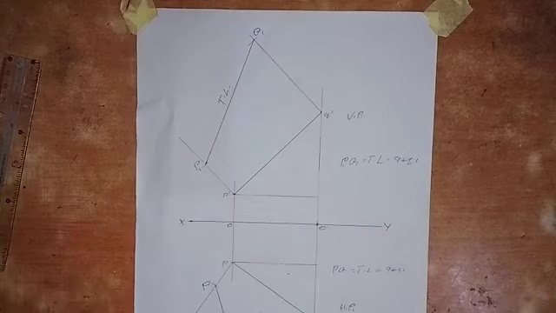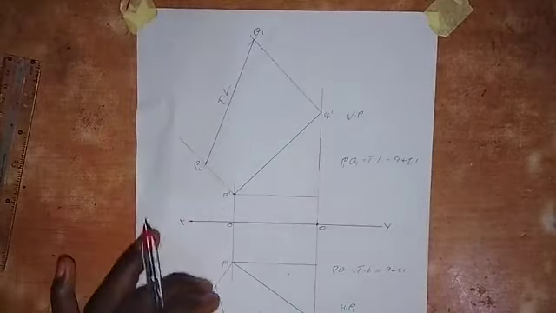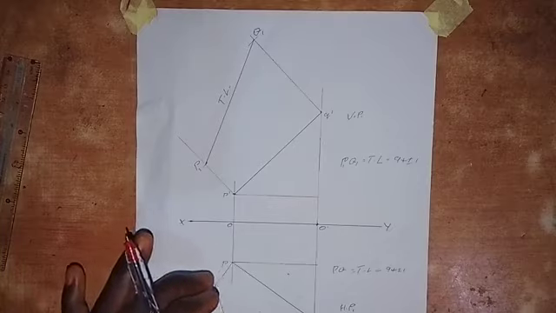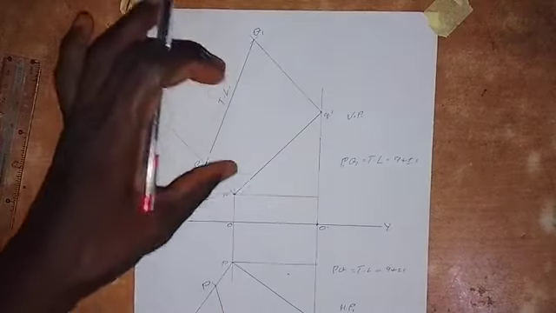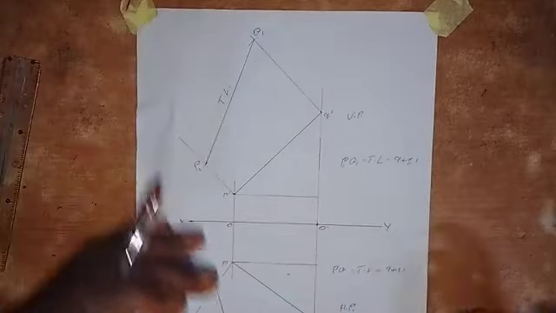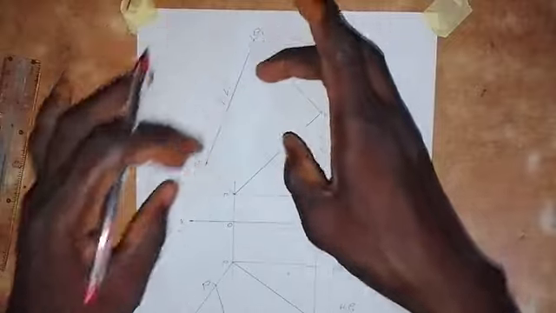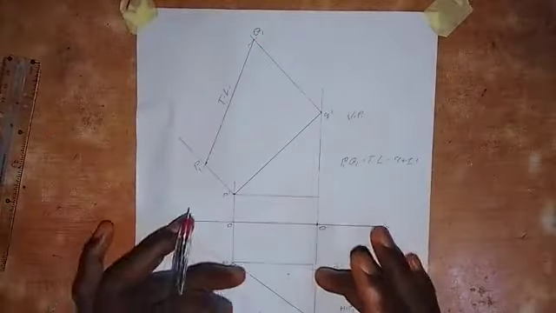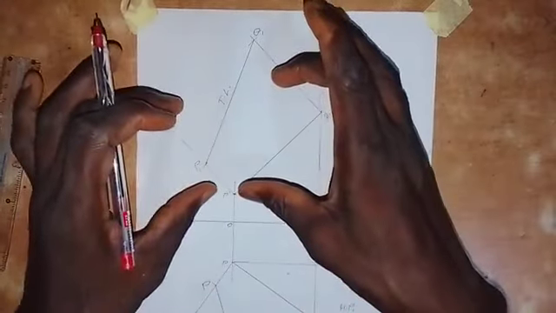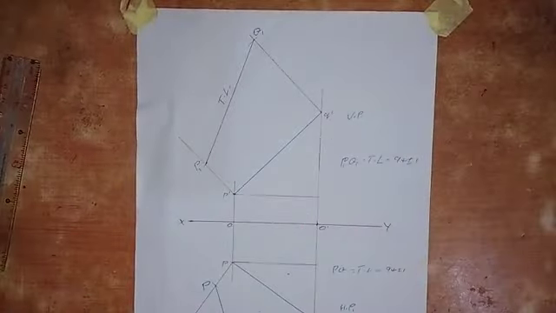Because the distances that we used here, we took them from this horizontal plane. So the angle that we are going to get out here will be the true inclination to the vertical plane, because we took the distances that we made use of to get these two points from this horizontal plane. So this is how to go about it.